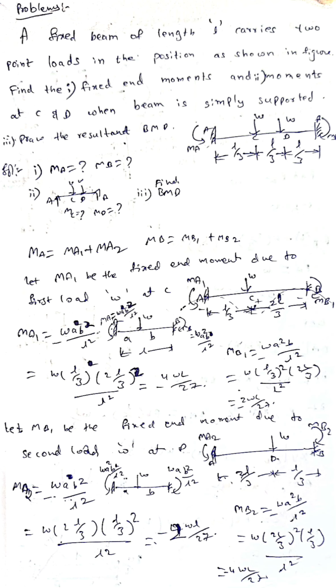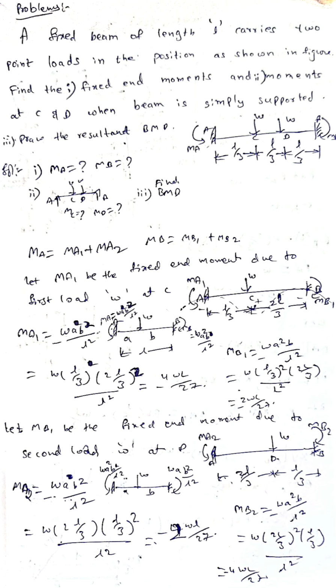So you can see 2-point loads here. The span is also shown here. First of all, we need to find the moments. So here MA is equal to MA1 plus MA2, MB equal to MB1 plus MB2. MA1 is the fixed end moment due to the first load W at C. So you can see the figure here, only one load W is shown.